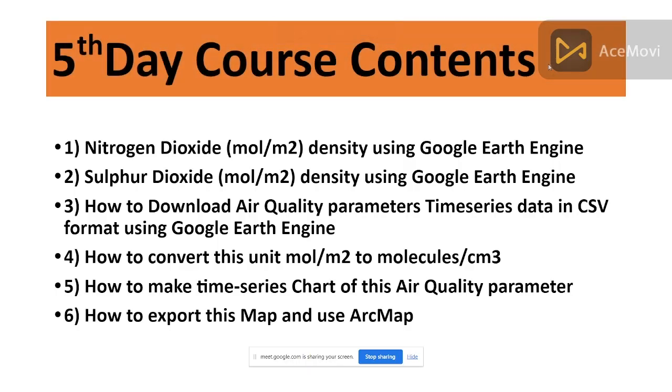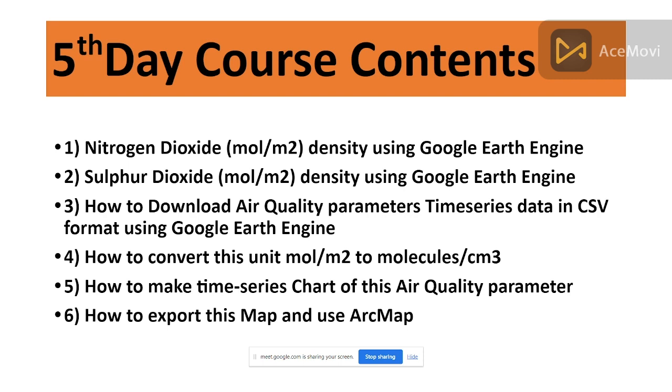Basically, today is our fifth class, and mainly today I will try to discuss air quality monitoring and different types of air quality parameters such as nitrogen dioxide, carbon monoxide, sulfur dioxide, methane, and ozone. We will see how to easily make density maps using the Google Earth Engine platform, as well as how to download the air quality parameters time series data directly in an Excel file or CSV file.